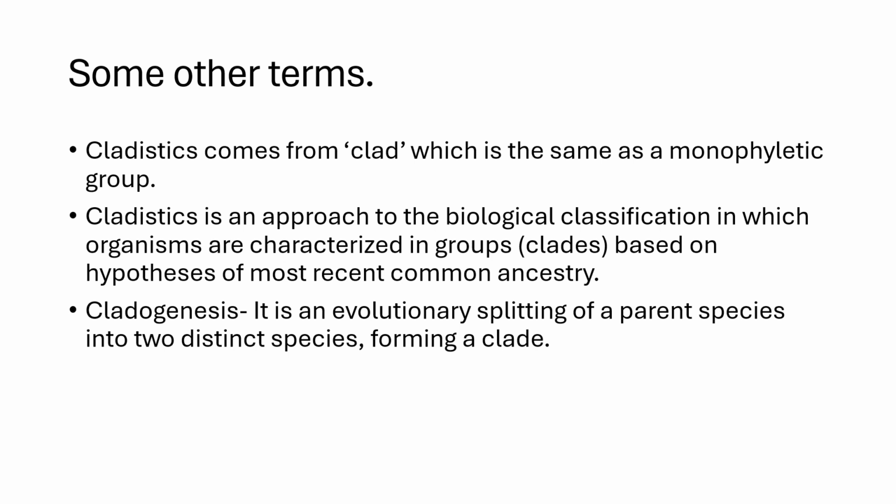There is another term called cladogenesis. It is an evolutionary splitting of a parent species into two distinct species forming a clade. So these are the terms that have been used. This is not a very detailed video about phylogenetics. We are just covering the terms and definitions here and a rough idea about these things, because this is a series of lectures for some basics to be covered in biology before we can move on to advanced stuff.